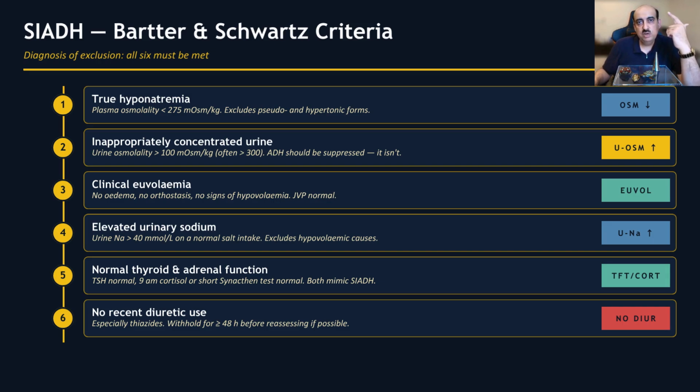Number 4, urinary sodium should be above 40 millimoles per liter on normal salt intake, which means kidneys are inappropriately excreting sodium. Number 5, you have to exclude hypothyroidism and adrenal insufficiency. And number 6, finally, do not forget about looking at the drug use, diuretics for example, especially thiazide diuretics. Now, if you miss any of the criteria, then SIADH is the wrong label.